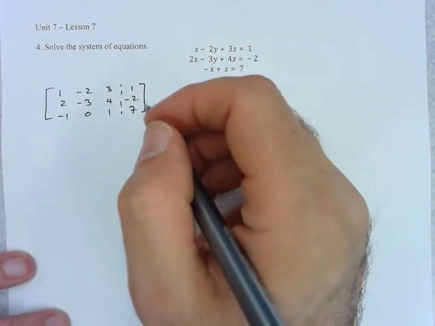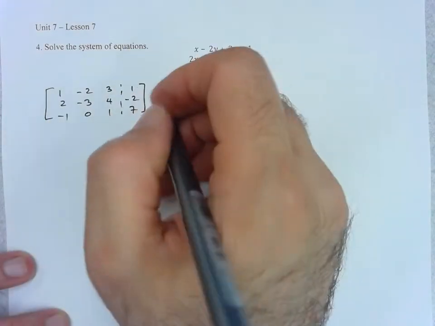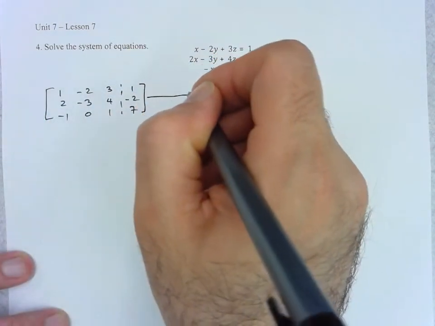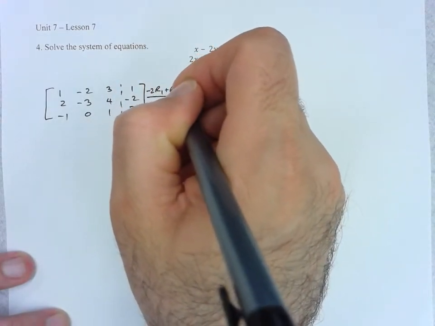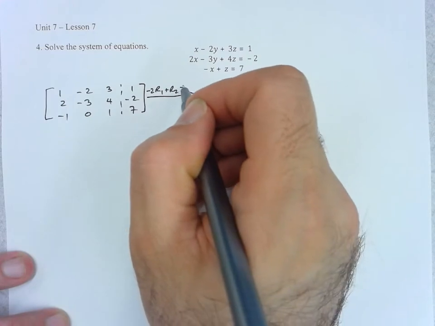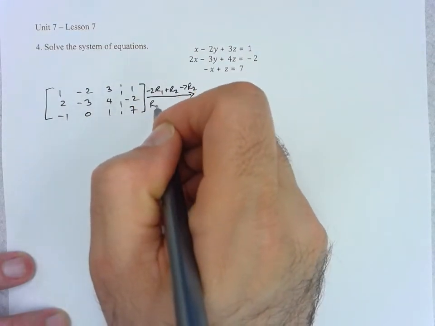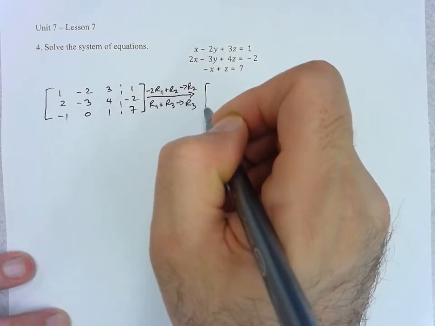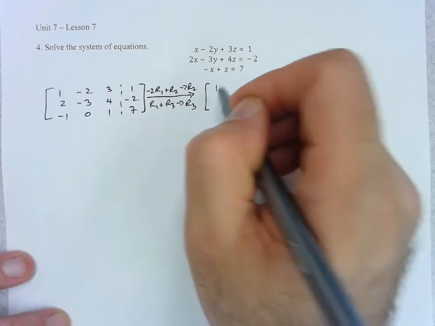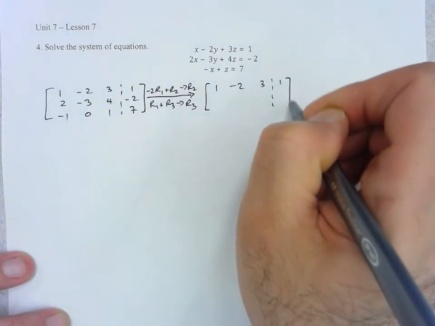Okay, so again, the way we solve this is to start by eliminating these coefficients of x in rows 2 and 3. Okay, so here I'm going to take -2r1 plus r2 and replace r2 with that. Okay, and then here I just need to take r1 plus r3, and that will replace r3. Okay, so here, first row won't change, -2, 3, and 1.